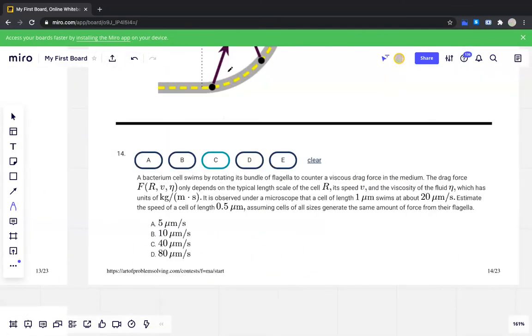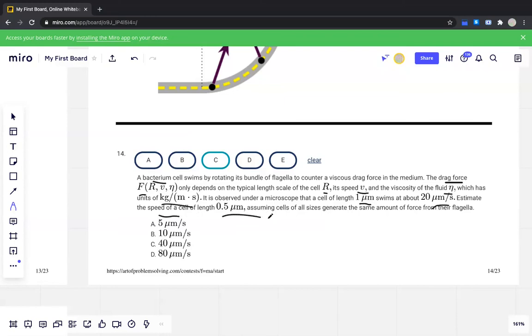So now on to problem 14. We have a bacterium cell, and there's a drag force, F, which depends on the length of the cell, speed, and viscosity of the fluid, which has units of kilograms per meter second. We're given that the cell has a length of 1 micrometer and swims at 20 micrometers per second. And we want to find the speed of a cell of length 0.5 micrometers.